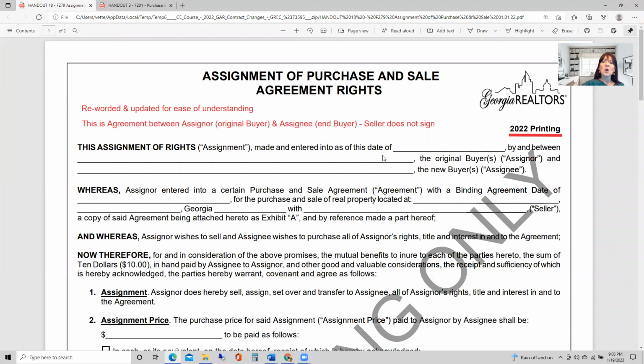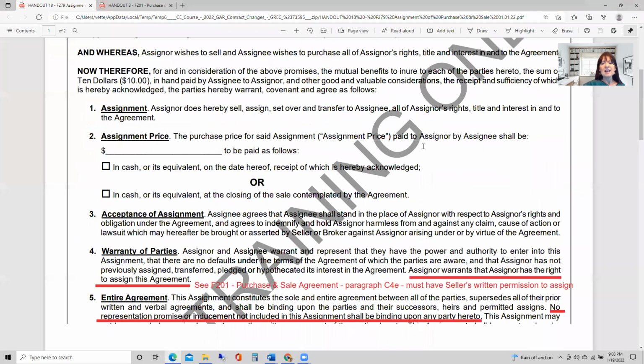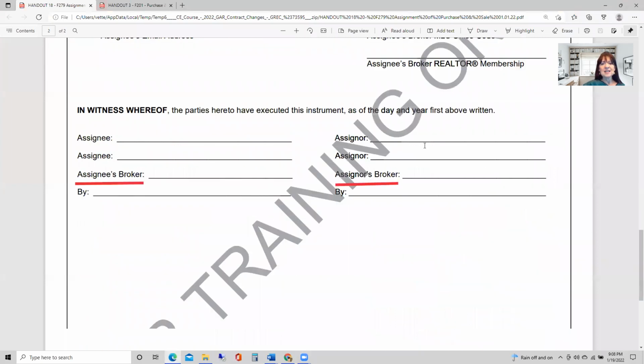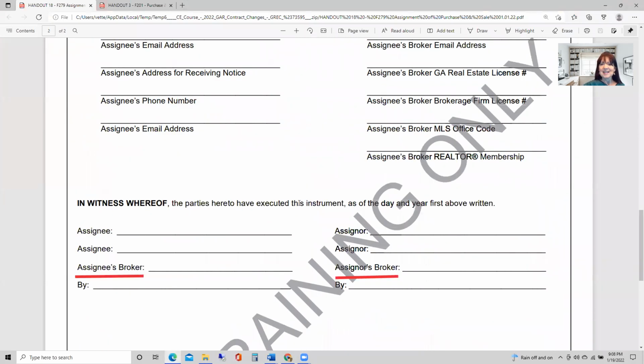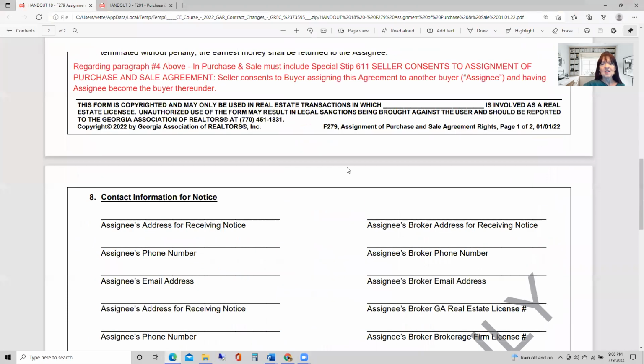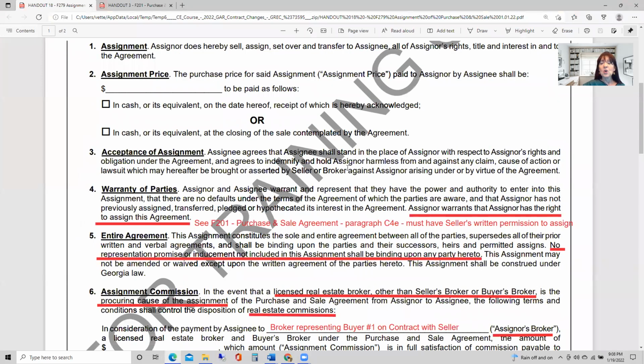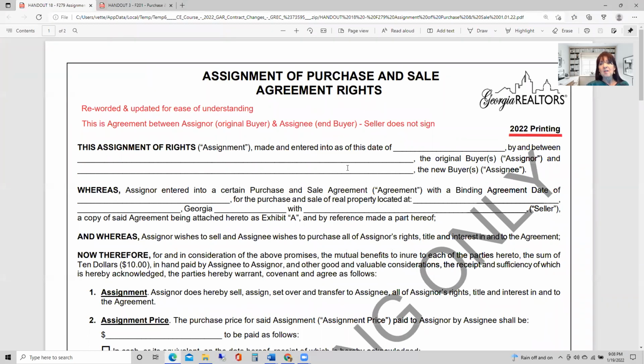So let me show you what it actually looks like, and we will cover this brief video tip on this document. This is called Assignment of Purchase and Sale Agreement Rights. Basically, they have reworded it and updated it to try and make it a little bit easier to understand. And as you will notice, the signatures just have the assignee and the assignor. As I go through it, you will notice nowhere does the actual seller of the property sign this document. This is just an agreement between the assignee and the assignor.